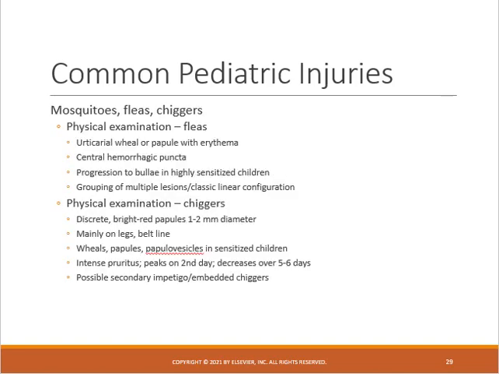Other bites, such as with fleas, there can be an urticarial wheal or a papule with redness. You can also have grouping of multiple lesions from these bites. Chiggers have a discrete red, bright area, small, 1 to 2 millimeters, mostly on the legs and the belt line, and can cause intense itching that decreases over 5 to 6 days.